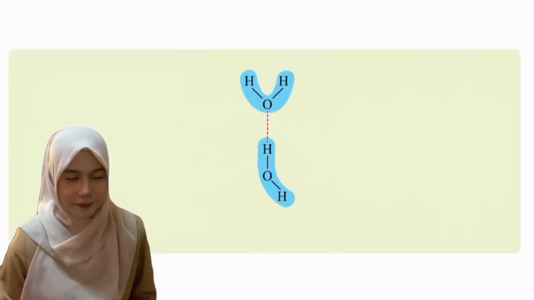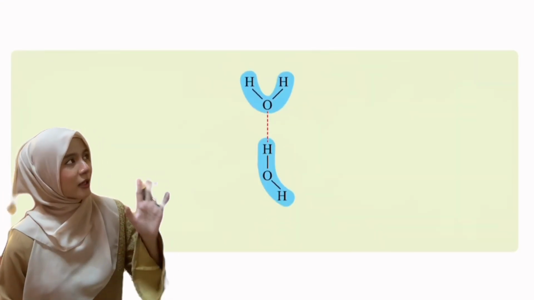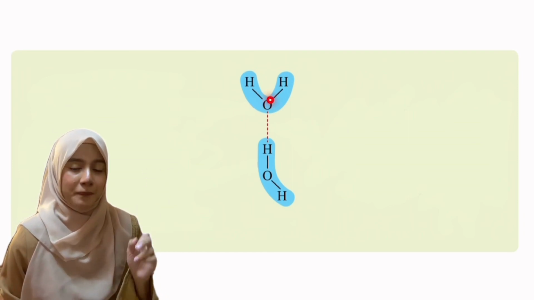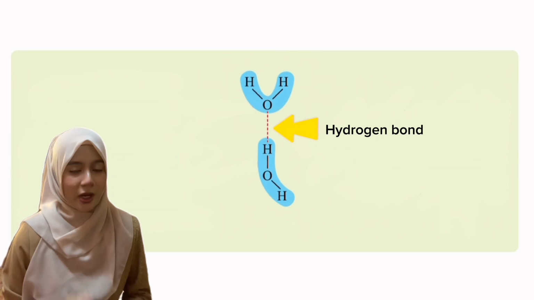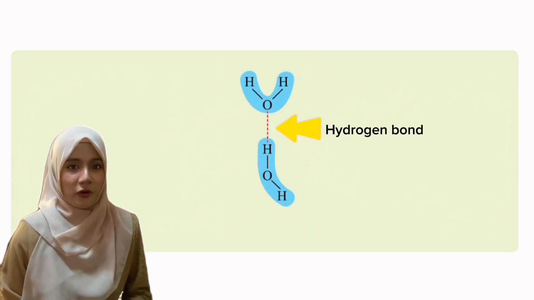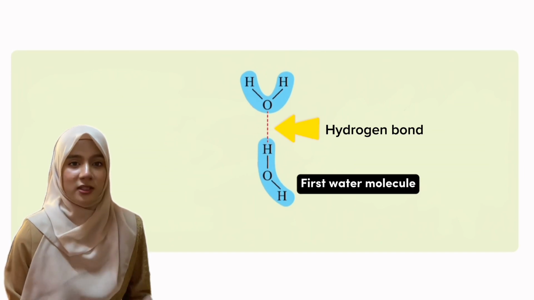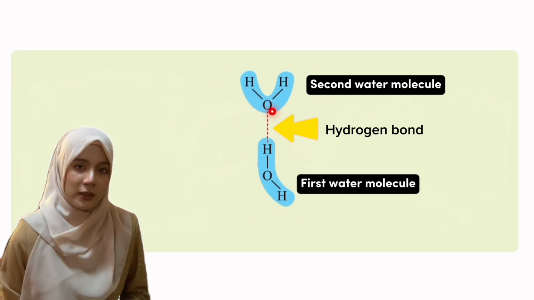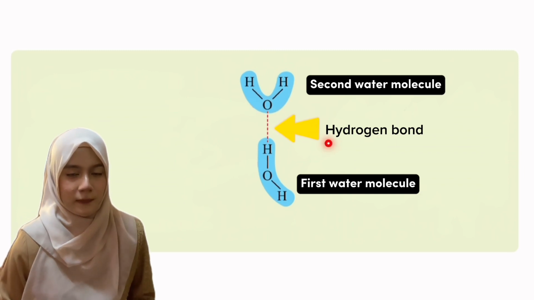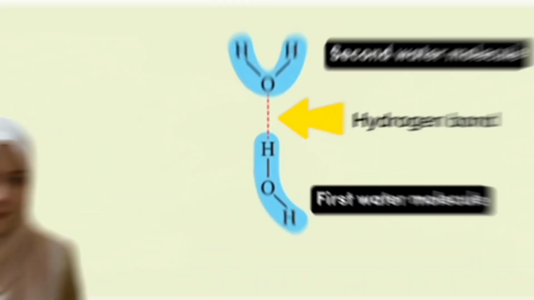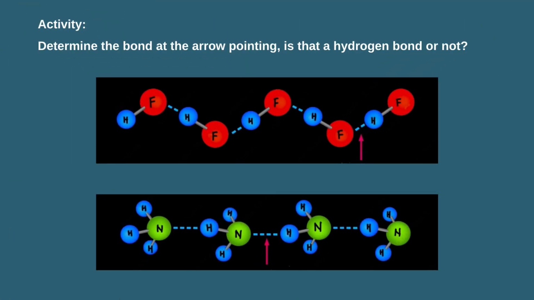So let's see the example for better understanding. As you can see, these are two water molecules. Hydrogen bond can occur here because it fulfills the two requirements needed. The attraction forces occur between the hydrogen atom from the first molecule and the oxygen atom from another molecule that form a hydrogen bond. Now let's check your understanding. Determine the bond at the arrow pointing. Is that a hydrogen bond or not?